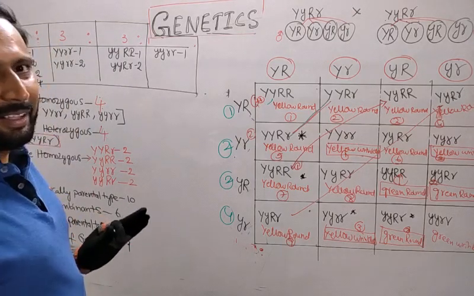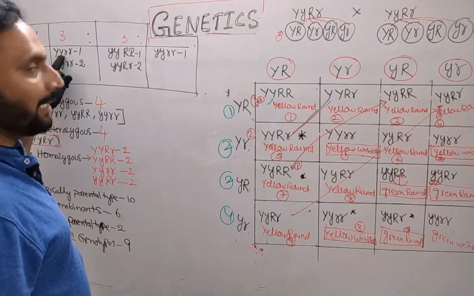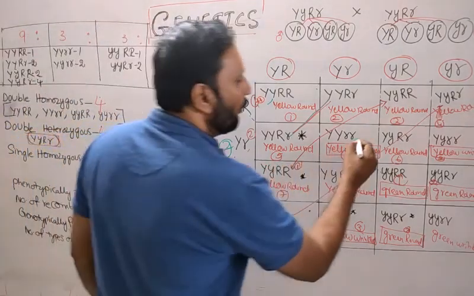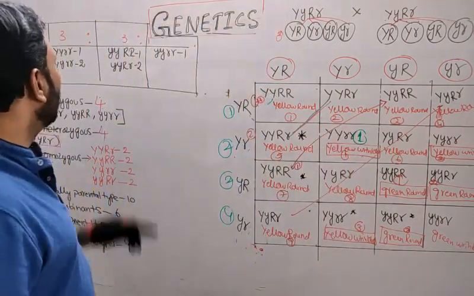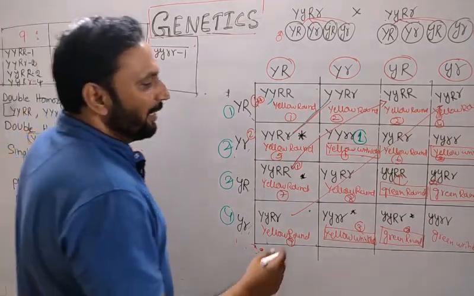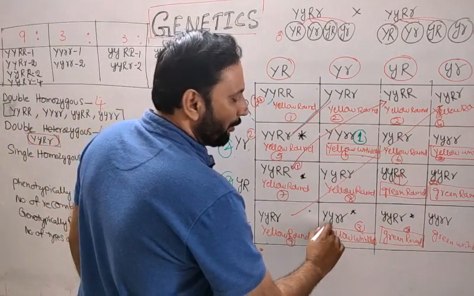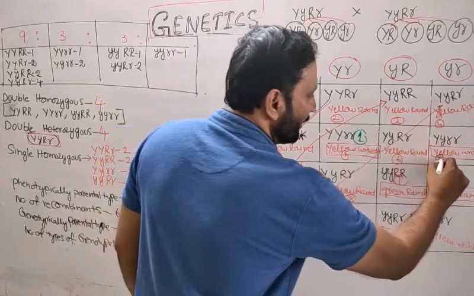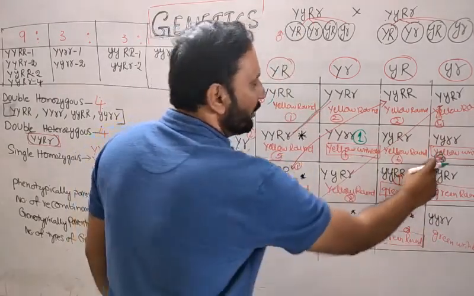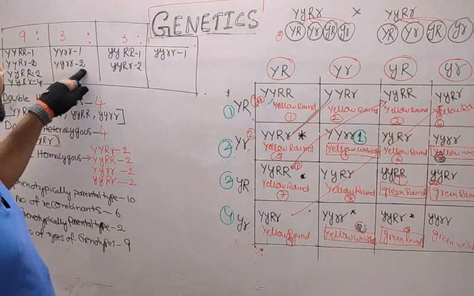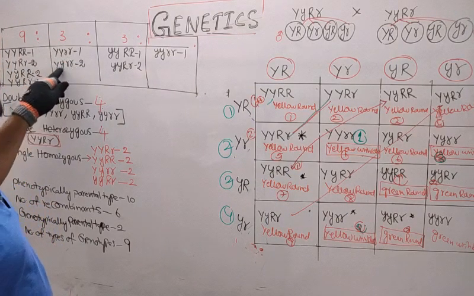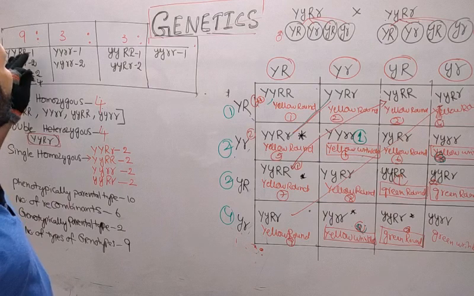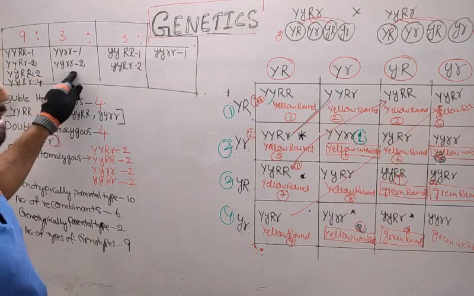Then you go for yellow wrinkled. Capital Y, yellow, small r, wrinkled. Capital Y, small r. So yellow wrinkled, only 1 is there. Then capital Y, small r. Yellow wrinkled, capital Y, small r. This is second one, and another one is this one. So 1, 2, 3. 1 plus 2 equal to 3. Capital Y, small r, 1. Capital Y, small r, 2. So this ratio is 1:2. Yellow wrinkled ratio is 1:2.